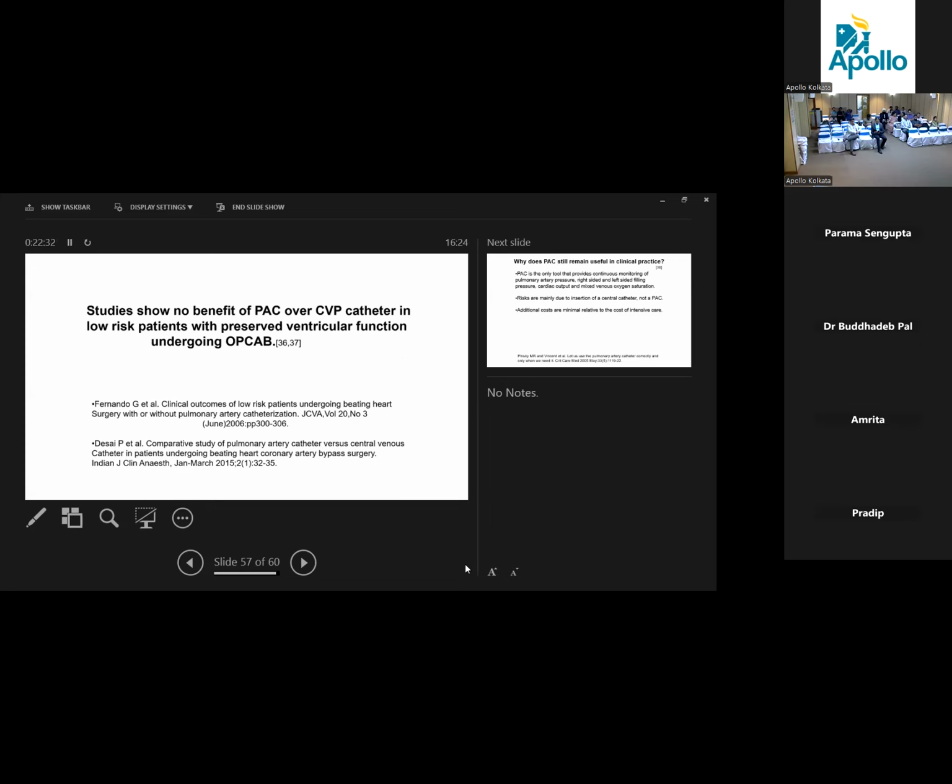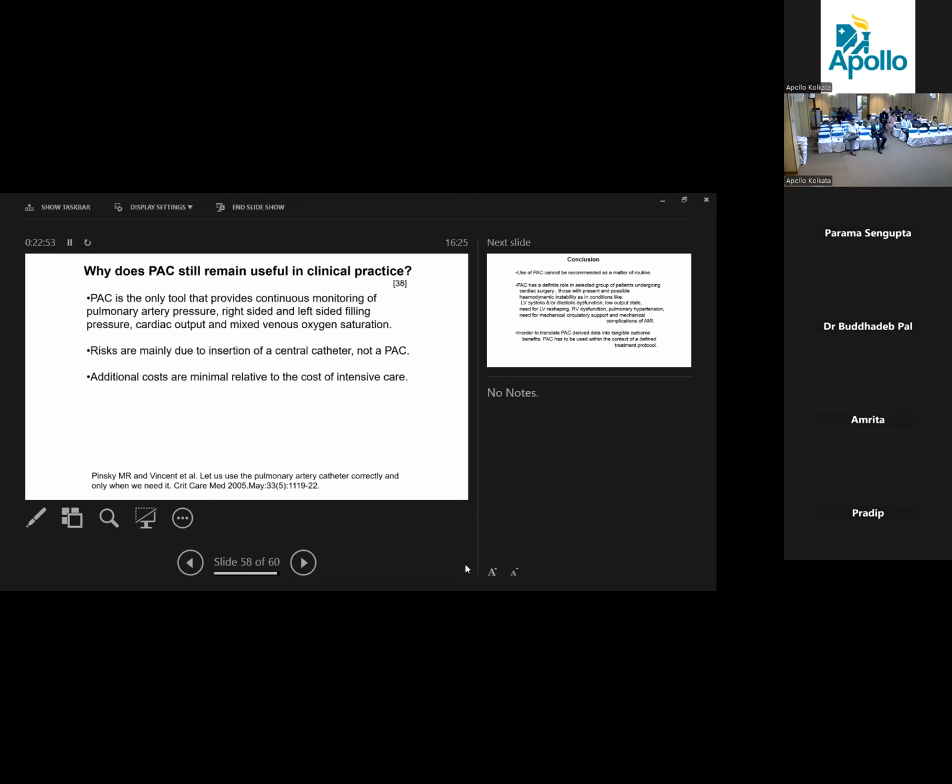Studies show no benefit of PA catheter over CVP catheter in low risk patients with preserved ventricular function undergoing off-pump CABG. The study was done in 2006, published in the JCVA and the Indian Journal of Clinical Anesthesia. So why does the PA catheter still remain useful in clinical practice?